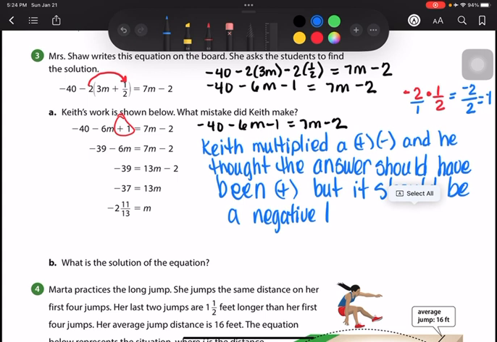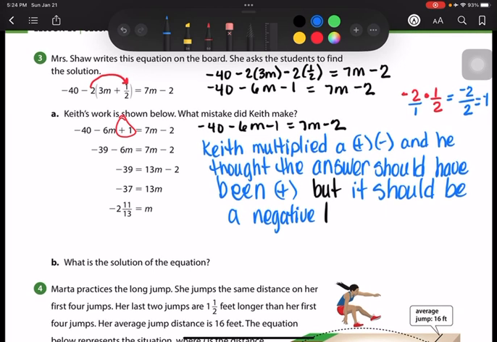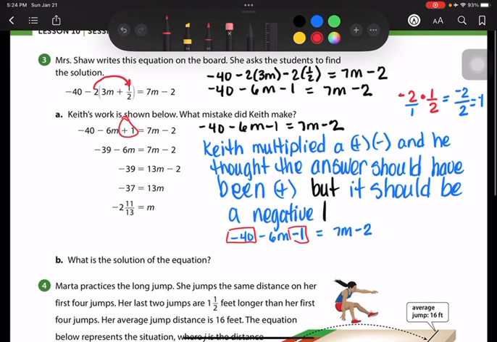So in order to find the solution to the equation, we must solve this equation. Okay? So we're going to solve this equation. So I'm going to pick up from where I left off on that line up there. And I'm going to rewrite this as negative 40 minus 6m minus 1 equals 7m minus 2. I'm going to combine like terms. My like terms are negative 40 and negative 1. A negative and a negative adds and gives me a negative.